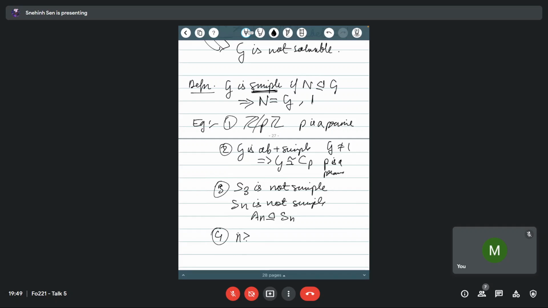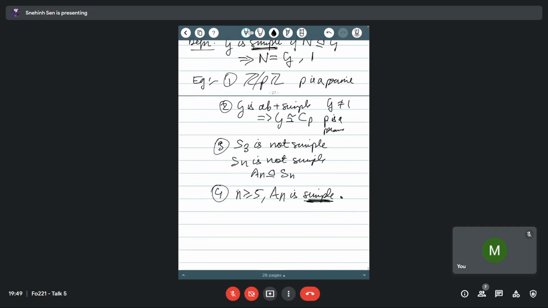But if n is greater than or equal to 5, An is simple, but the proof is hard. You can read about it, perhaps a reading exercise later on, but this is hard to prove. For A5, we can try it out, perhaps. Next.